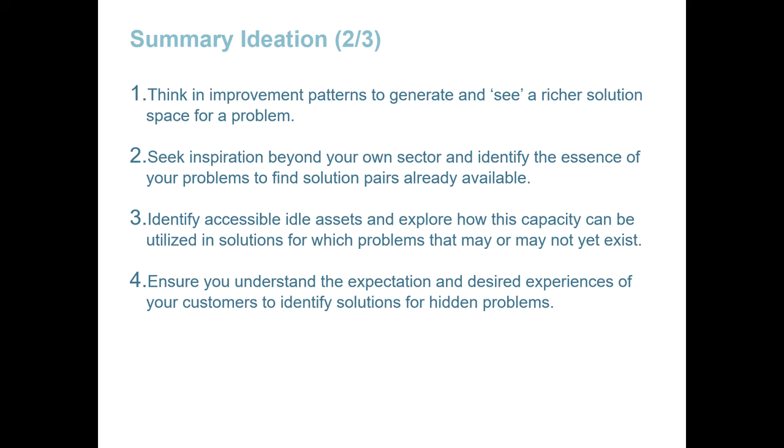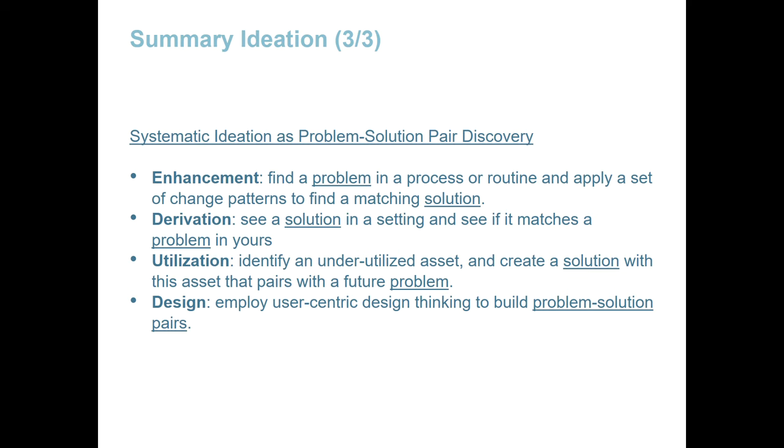So if I bring this together, going back to the theory where we started about problem-solution pair discovery, where both the problem and the solution are not fixed, but both of them are variables, you can see here how these different thinking styles treat problem-solution pair discovery in different ways. In enhancement, we find a problem and apply a set of change plans to find a matching solution for that given problem. In derivation, we do the opposite. We see a working solution and see if that solution matches a problem that we're having. So we take the solution as given and look for a problem. In utilization, we look at underutilized assets and try to find new solutions that pair with a future problem. And in design, we are really building problem-solution pairs by employing user-centric design thinking.